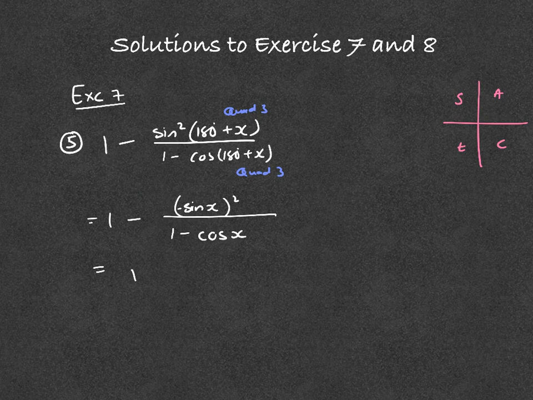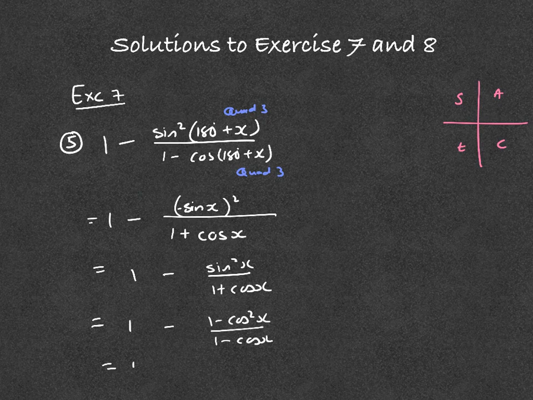And that should be 1 plus cos x. 1 minus cos x is plus cos x. So we've got 1 minus sine square x over 1 plus cos x. So that means we've got 1 minus sine square x, which is cos square x. So we've got 1 minus cos square x, alright, over 1 plus cos x.